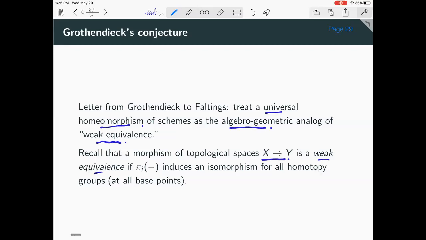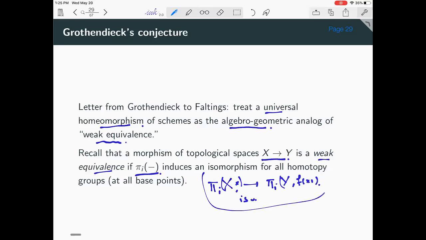Let us recall that a morphism of spaces X to Y is said to be a weak equivalence if you apply the homotopy groups, so you look at pi_i of X to pi_i of Y, computed with respect to some base point in X, it's an isomorphism for all i and for all base points. That's the definition of what it means to be a weak equivalence, and it is slightly weaker, as the name suggests, than being a homotopy equivalence, right?